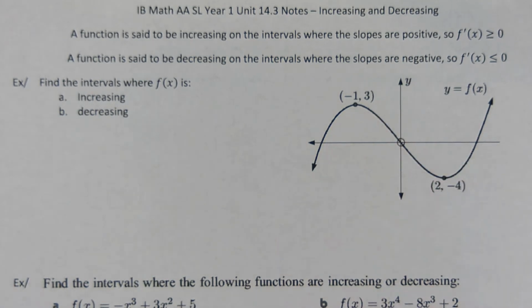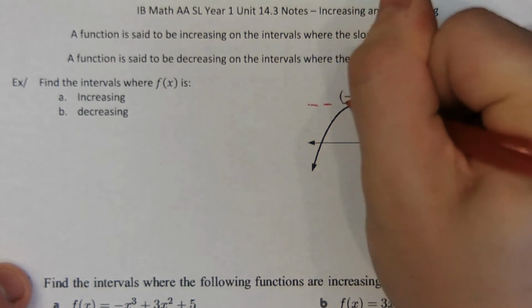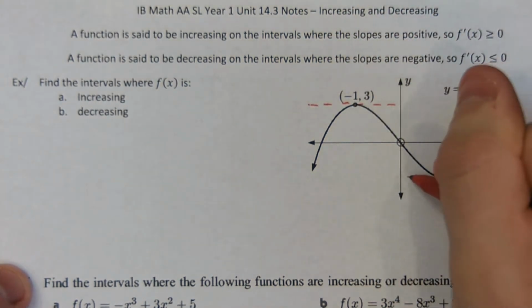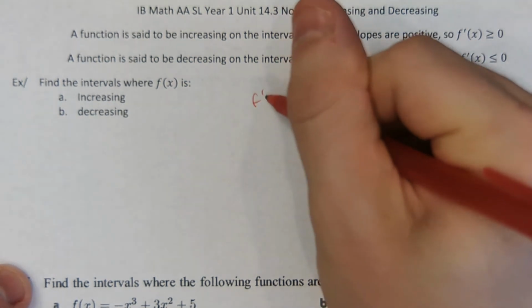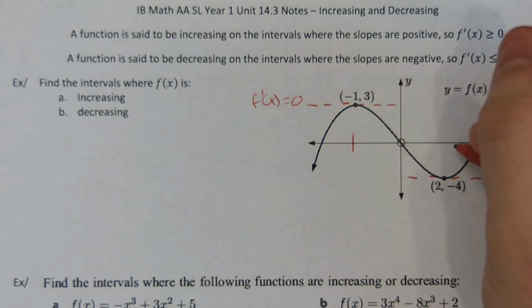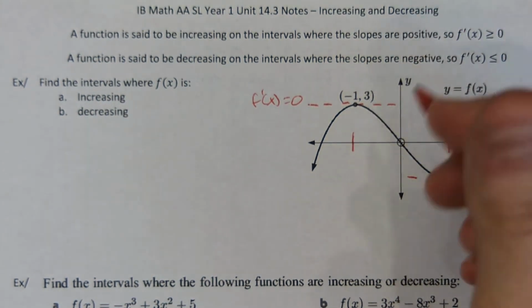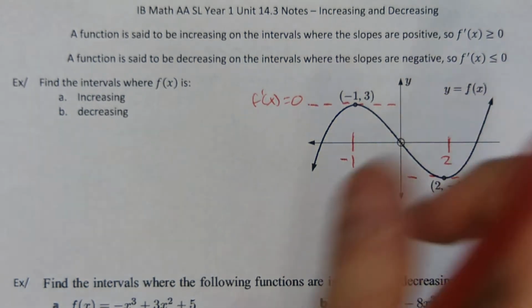The reason why they show us those points is because maximums and minimums will always be a place where the first derivative equals 0. This is where f prime of x equals 0. This is where f prime of x equals 0. So those are going to be the critical values where things change on this x-axis. So this happened at the x value of -1, and this happened at the x value of +2.